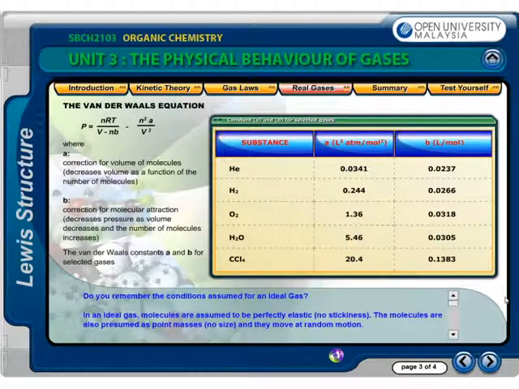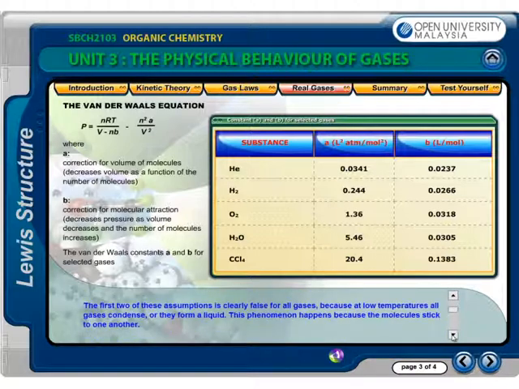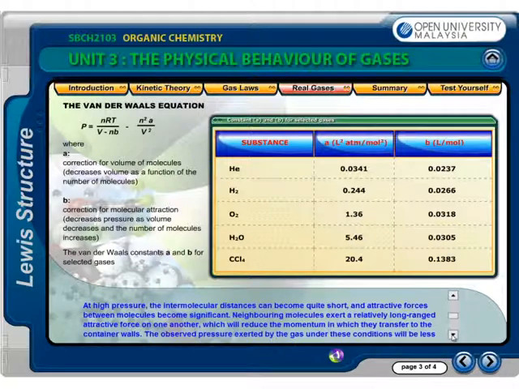Do you remember the conditions assumed for an ideal gas? In an ideal gas, molecules are assumed to be perfectly elastic, no stickiness. The molecules are also presumed as point masses, no size, and they move at random motion. The first two of these assumptions are clearly false for all gases, because at low temperatures all gases condense or form a liquid. This phenomenon happens because the molecules stick to one another.